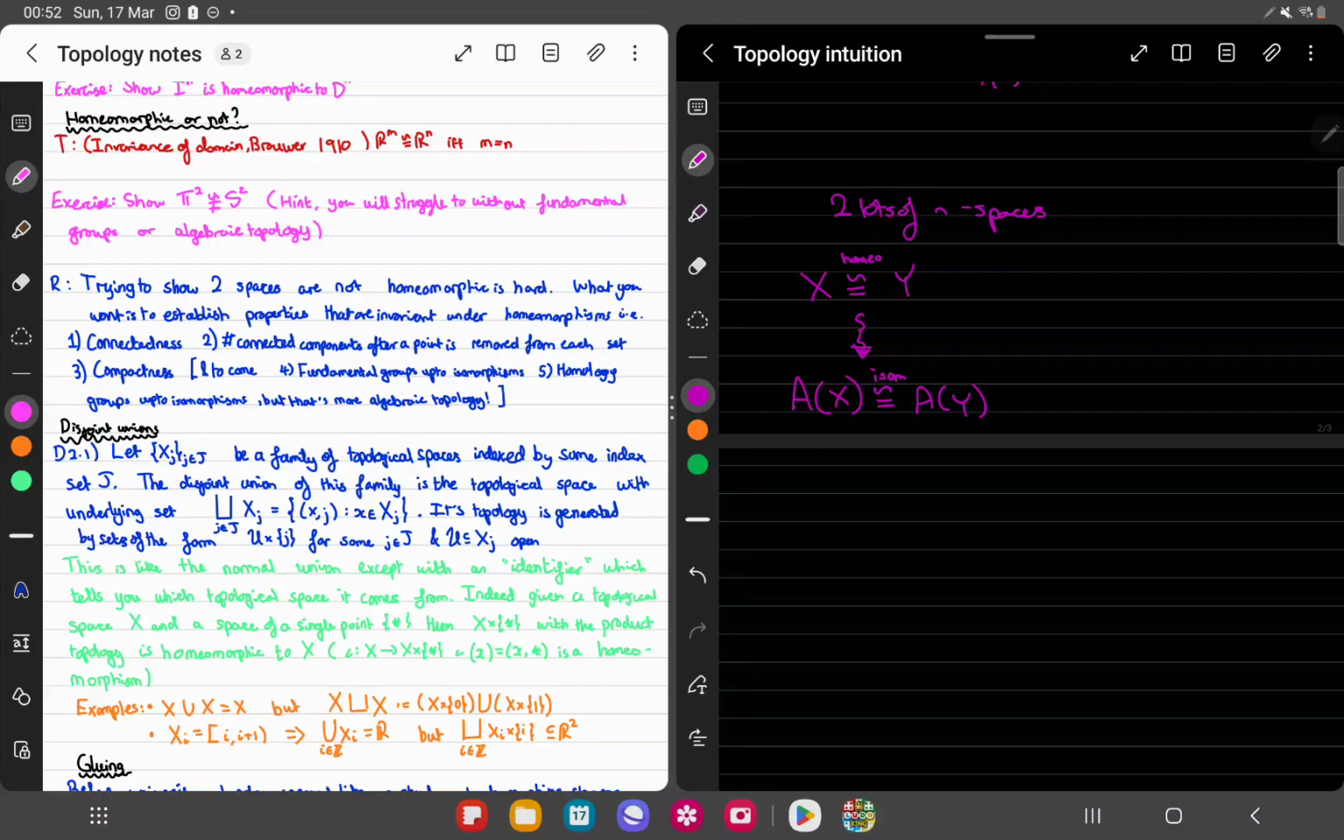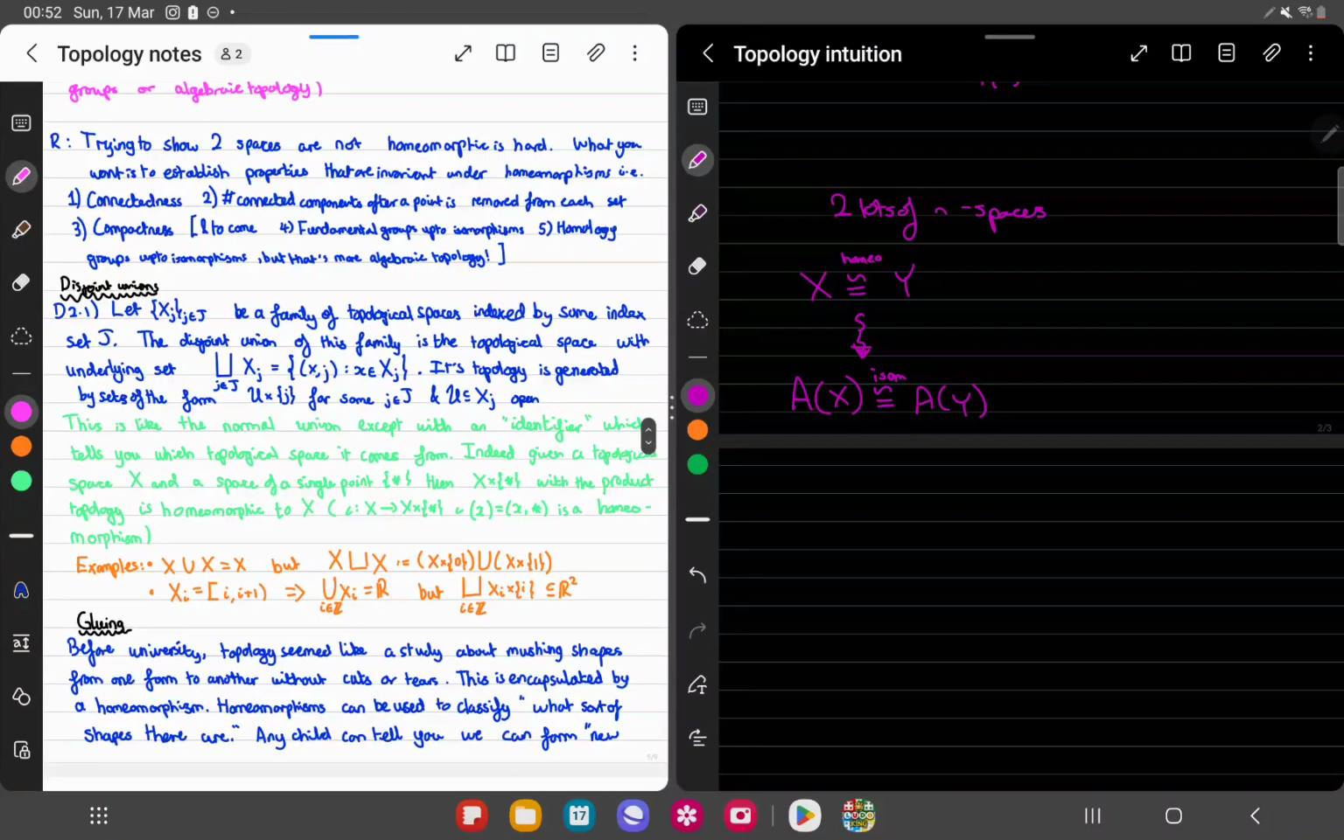All right, disjoint unions. Suppose you have a family of topological spaces indexed by some indexing set. The disjoint union is the topological space with the underlying set that. Its topology is generated by sets of the form open set cross an index, and the index corresponds to the topological space the open set actually comes from. Maybe I said that wrong; I spoke a bit fast.